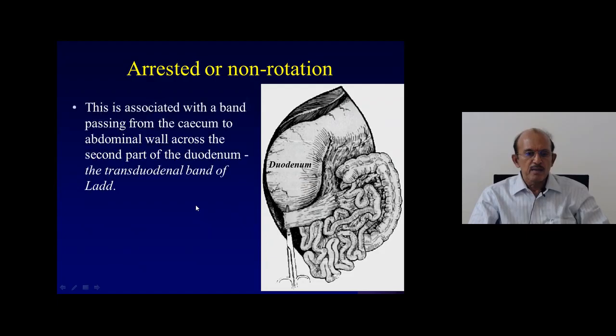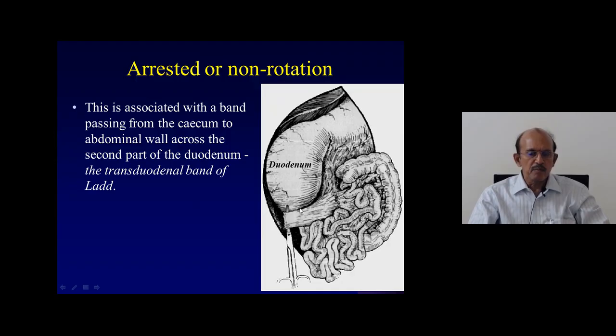In these cases, there will be an associated band passing from the cecum to the abdominal wall across the second part of the duodenum. This is called the transduodenal band of Ladd. This is one of the frequently asked questions in the theory examination, short notes. Transduodenal band of Ladd is nothing but a band which stretches from the cecum to the anterior abdominal wall across the duodenum. This is present in all the cases of non-rotation of the gut.